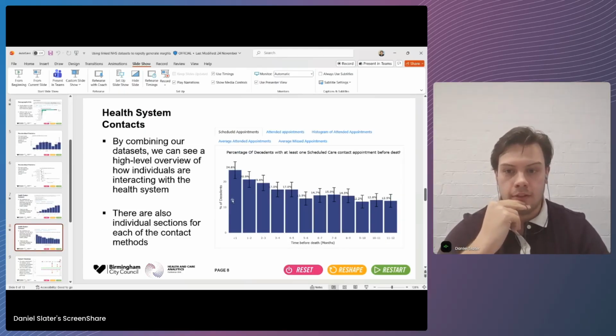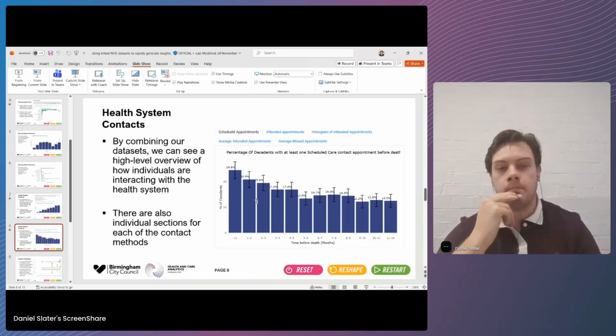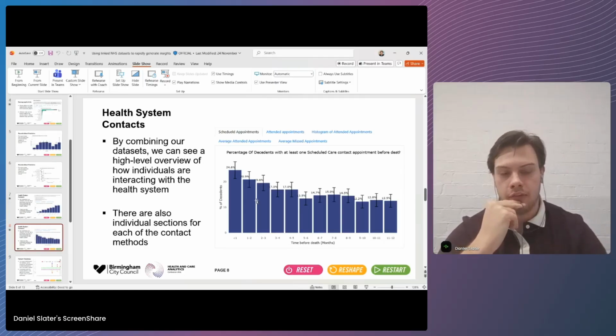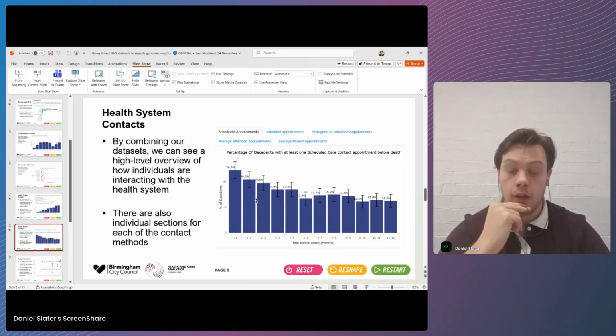For each of these contact areas, this one's showing mental health care contacts. We can look at it per month, and then we can get a general idea of the pathways people go through when interacting with these services. A general trend in this graph is that the closer to the time of death, the more people have scheduled care contacts. So you can use that across the different datasets for whatever insights you're looking to develop in that way.